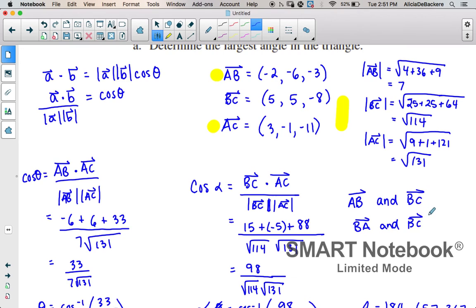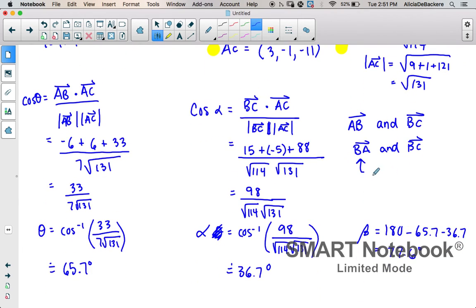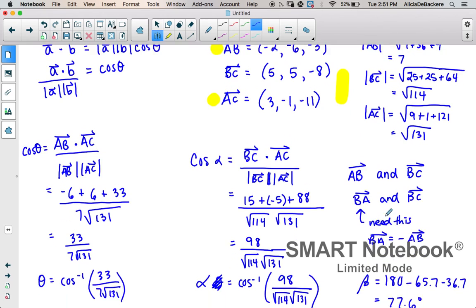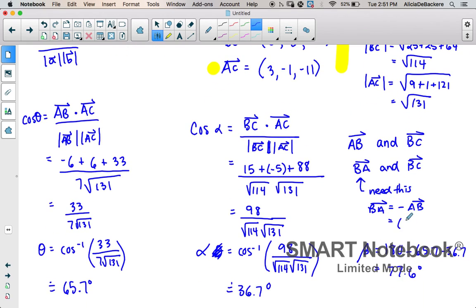So in order to come up with BA, I need this. I'm going to remember that BA is just the opposite or the negative of AB. And then I'll just multiply that negative 1 through each of these components. So it'll be 2, 6, and 3. So I would use this. I can't use this. Can't use these two. So I've got to use these two here if I wanted to check my work.